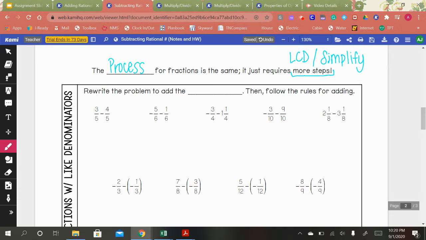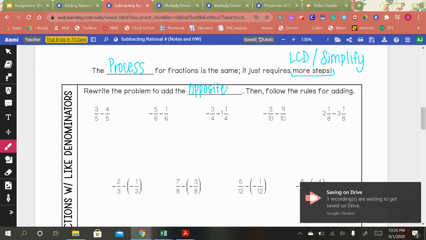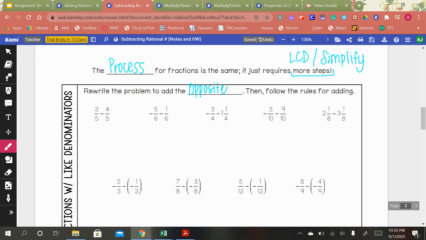All right, so we are going to rewrite the problem to add the opposite and follow the rules for adding. So same sign, add; opposite signs, we subtract. All right, so the next 9 problems have common denominators, so we do not have to find the least common denominator. We'll just need to be adding the numerators and then going from there.